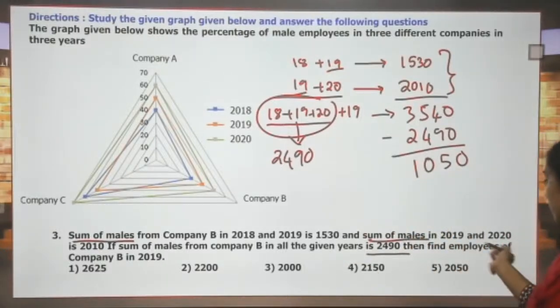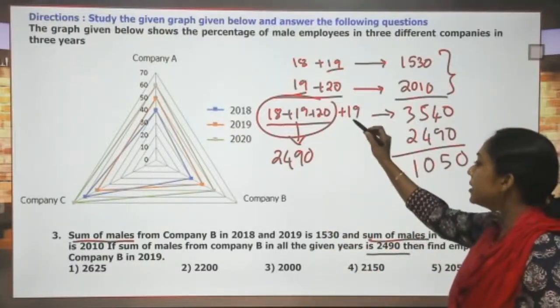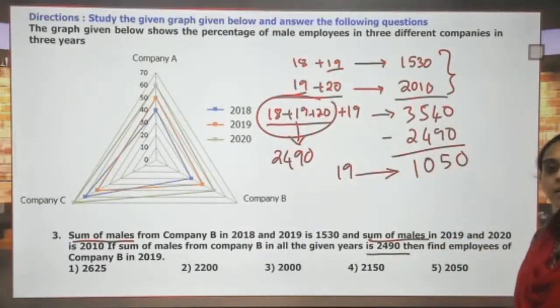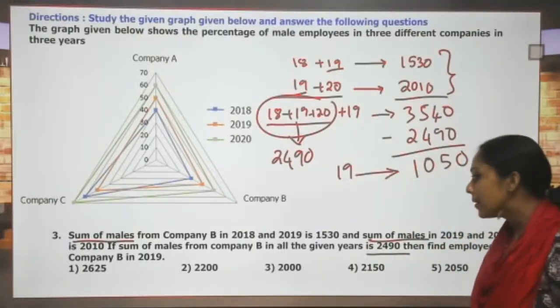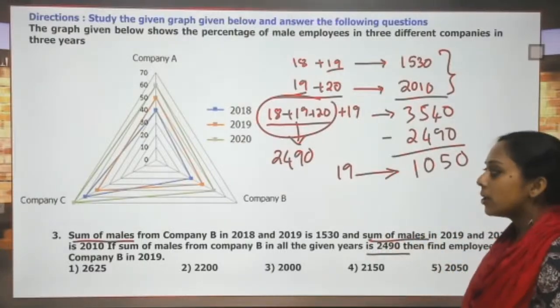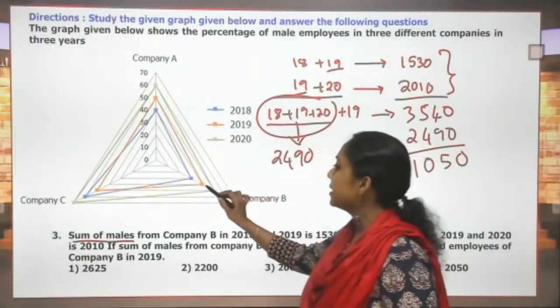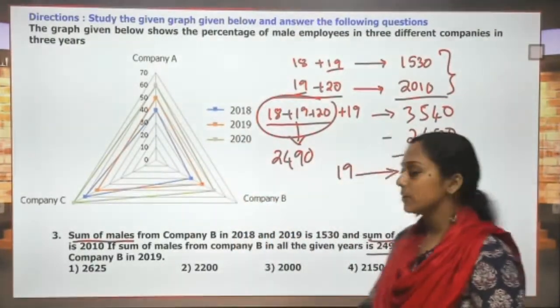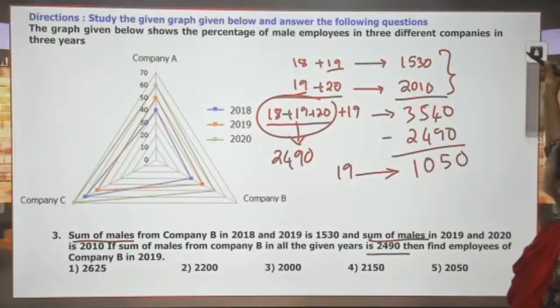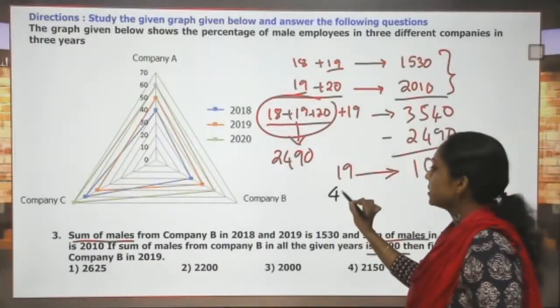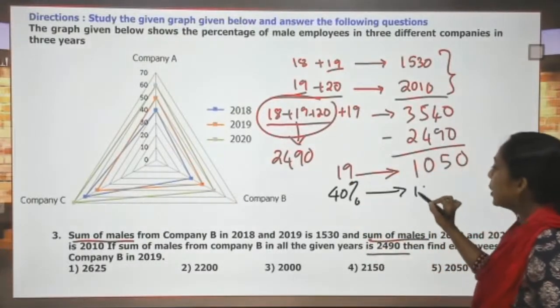what was our question? Find the employees of company B in 2019. The number of male employees in 2019 is given as 1050. What is our question? Find out the total employees in company B in 2019. So that is this value: 70, 60, 50, 40. So that is 40%. The value of 40% is given as 1050.